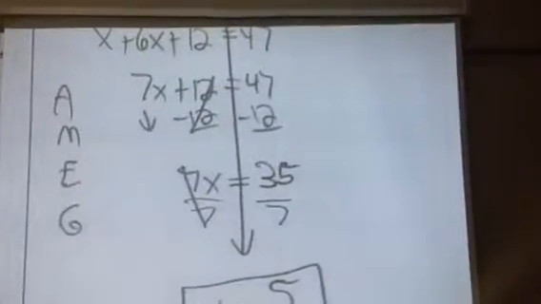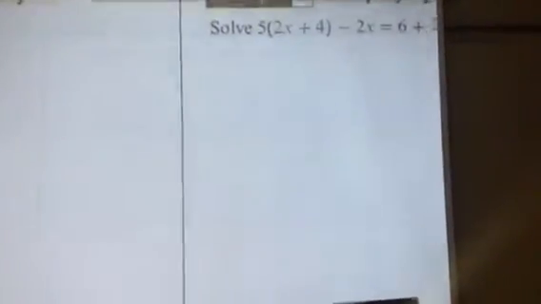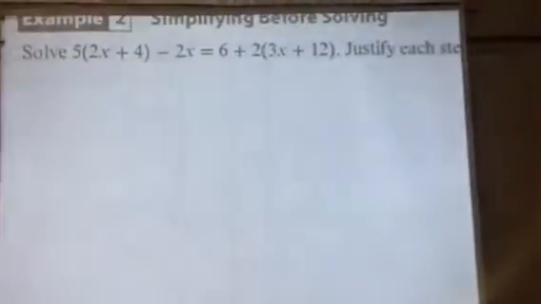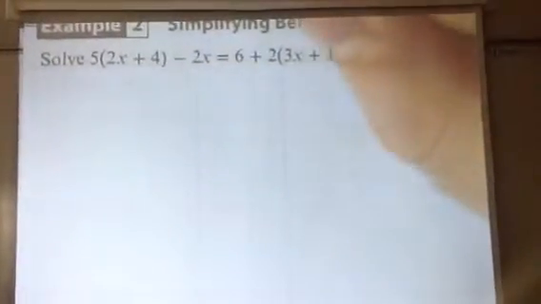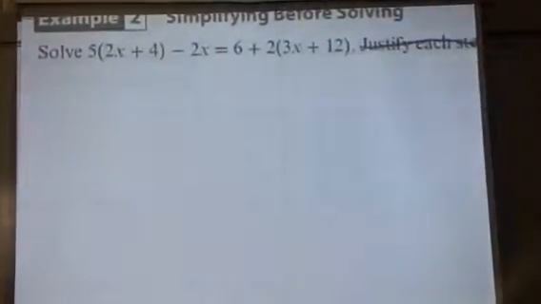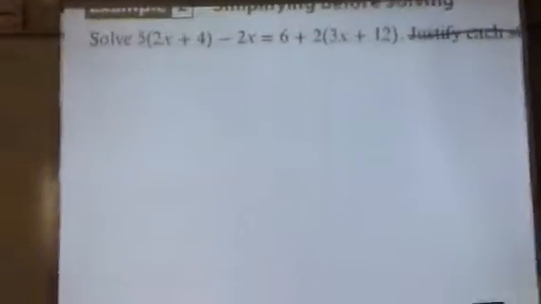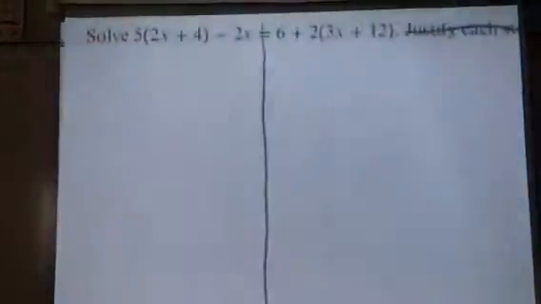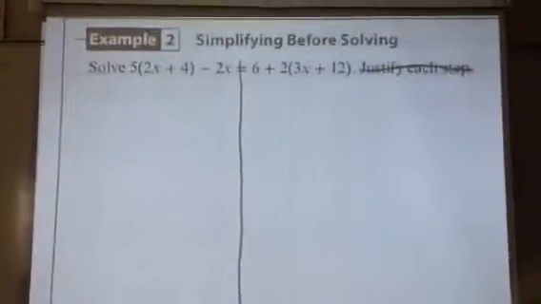Alright, next one. Simplify before I solve. Now here, again, I have a lot of stuff going on in this equation. It says to solve, it says to justify, but we're not going to do that. First thing I do, split it straight down the middle. Then I see a lot of distribution that needs to happen before I can start solving.